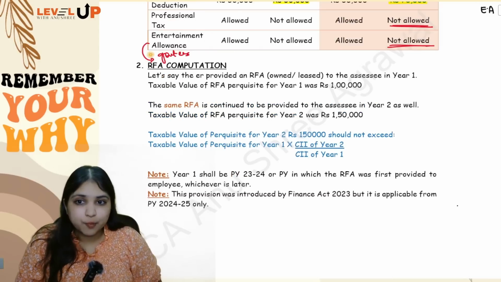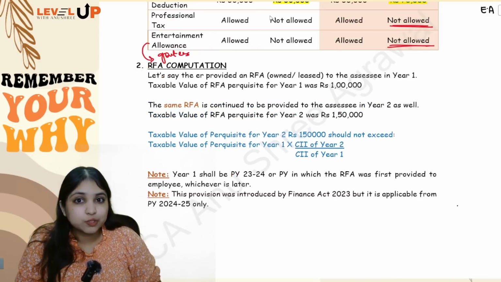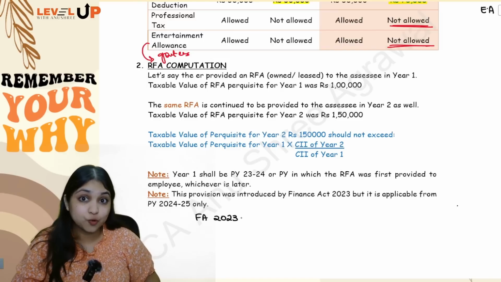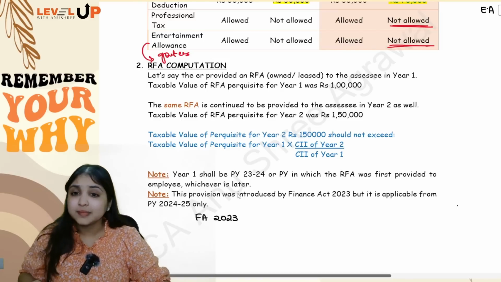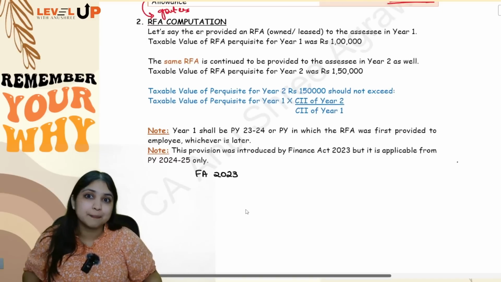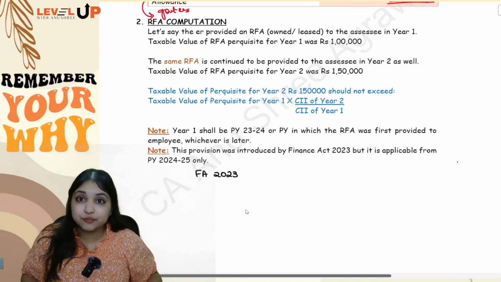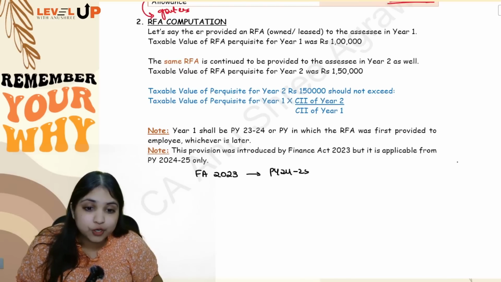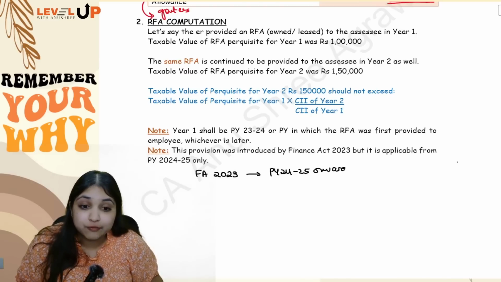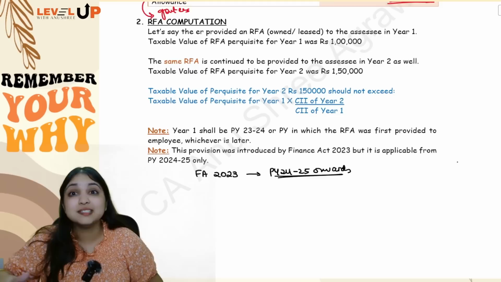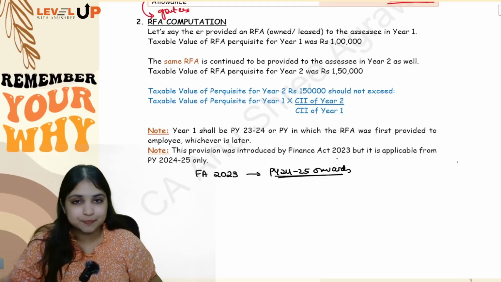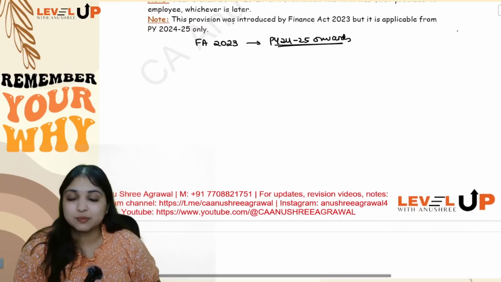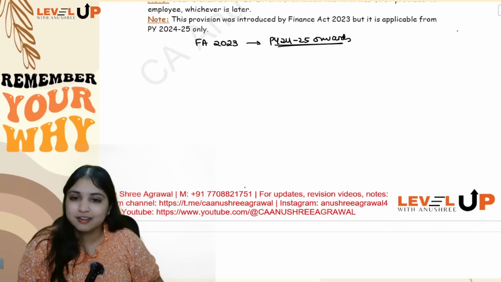Coming to the second point now. Now this amendment is something which was made by Finance Act 2023, not by Finance Act 2024, Finance Act 2023. But this amendment did not have any applicability till the 23-24 year. This amendment was applicable only from previous year 24-25 onwards. So therefore your May 25 exam is the first time when this amendment will even be applicable. So that is why I am going to discuss this point with you over here. I will straight away discuss it with you with the help of an example. You will understand very easily.